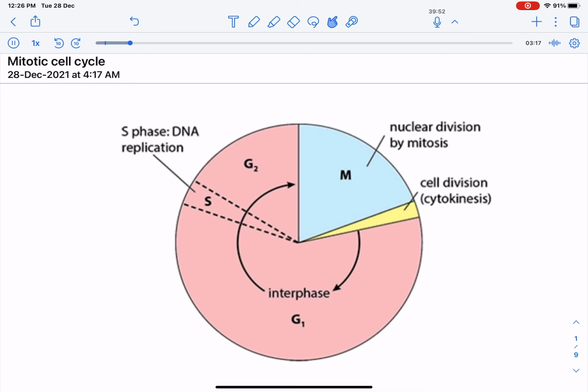However, in all these cases, the cell follows almost the same pattern or sequence of events to prepare itself for division, and then divides into two identical daughter cells. This whole series of events that take place from one cell division to another cell division is known as the mitotic cell cycle. So let's see, this is, for instance, an animal cell.